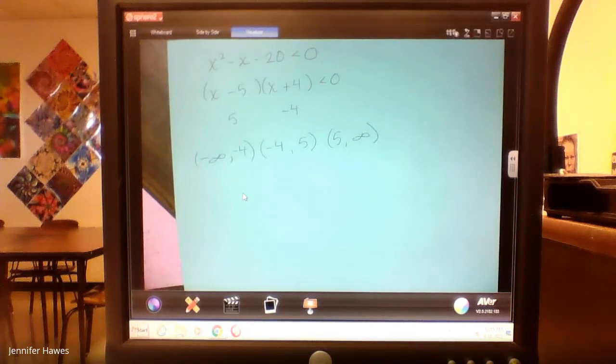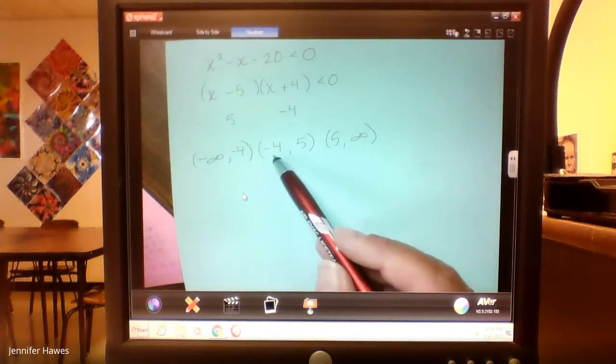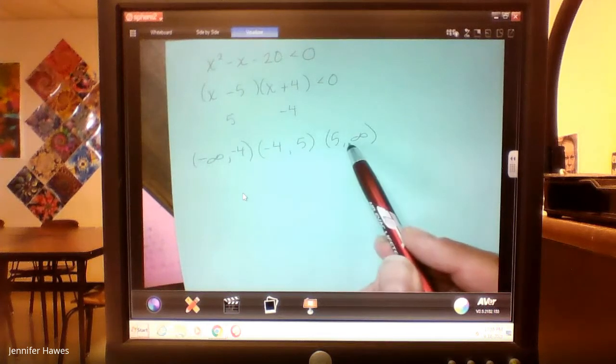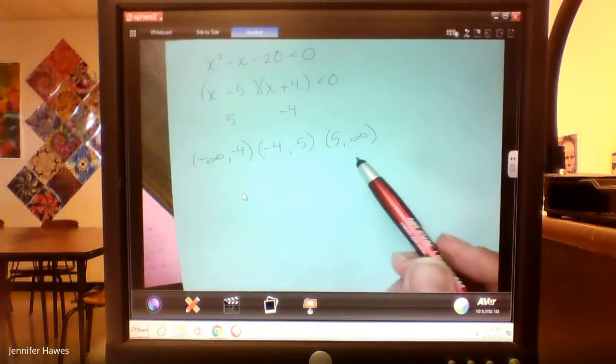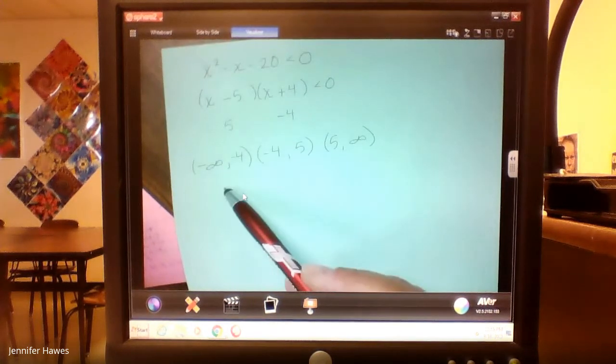What's the sideways 8? Infinity. Why is it there? Because these are our intervals of numbers. We have all the negative numbers up to -4, then the numbers from -4 to 5, and then the numbers from 5 to infinity and beyond. After you've set up these intervals, you want to test points and see if they work.